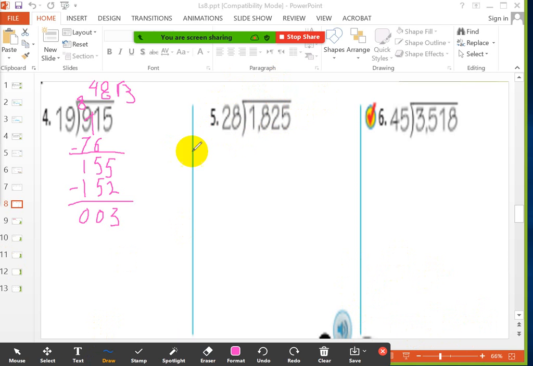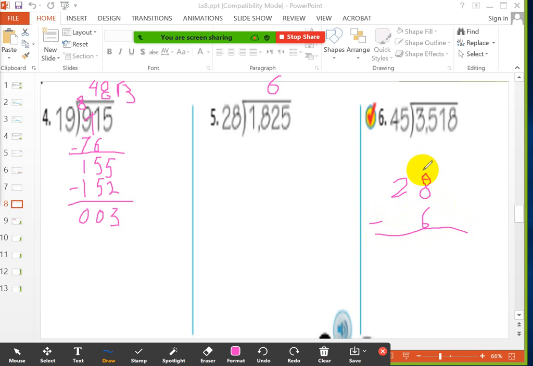How many 28s in 182? What do you think? It will be between 5 and 6. Thank you, girls. It will be 6. Thank you. So it will be 6 in the tens place. You can try between 5 and 6. So you will find that the quotient digit will be 6.